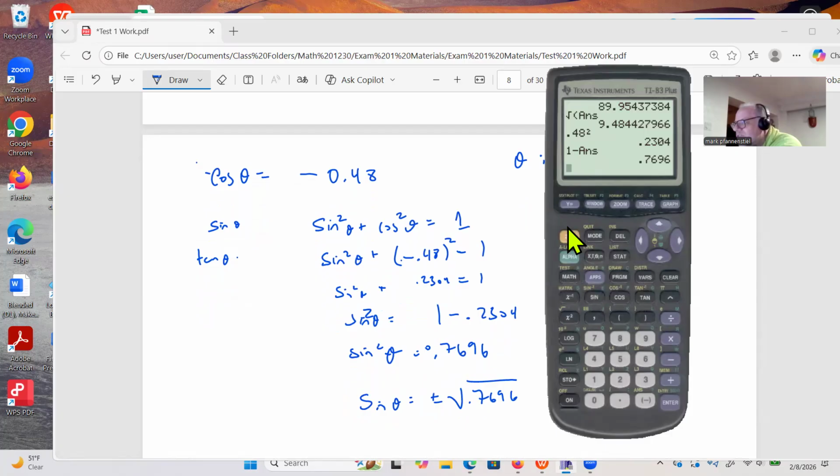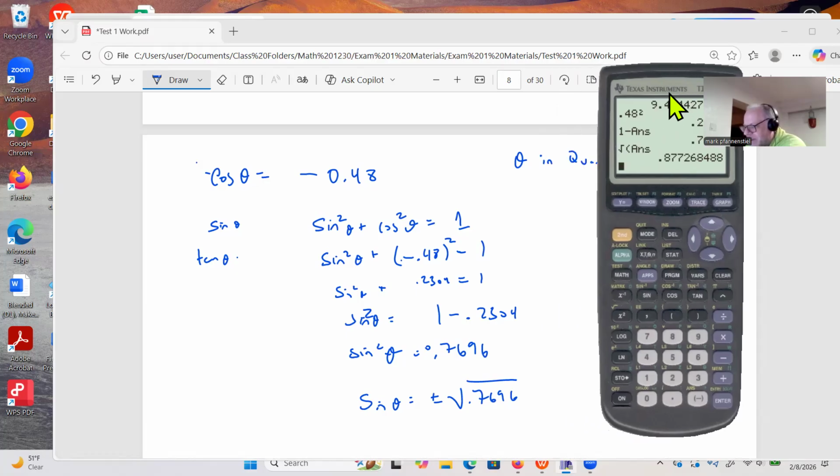So we'll go ahead and take that square root. We have second function, square root. Nope, sorry. Second function, answer. That'll put in the 0.7696 for me. And we got 0.877, we'll say 0.8773.